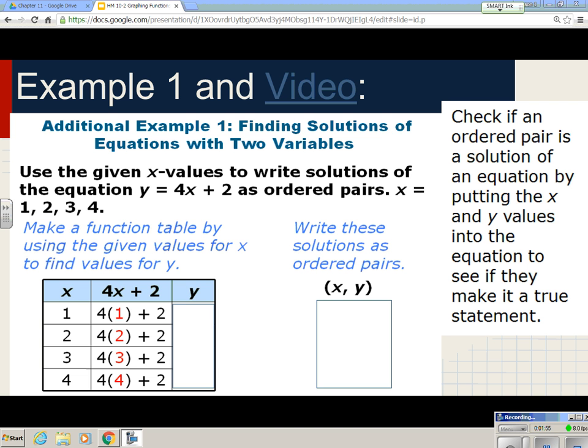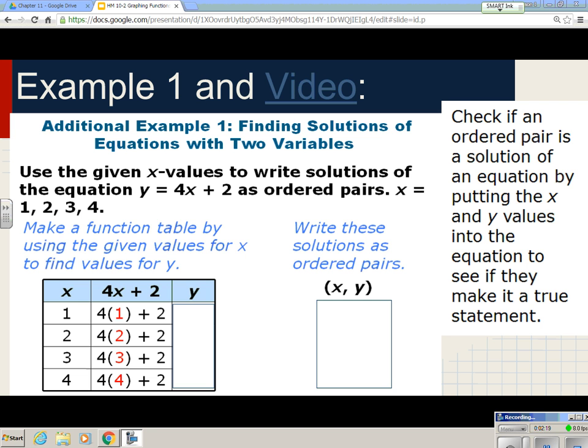So all we have to do for all the x's is plug in 1, 2, 3, and 4, and we'll see what we get. The first thing that you should do is make a function table by using the given values of x in their own column, the equation in the second column, and the third column is y, and that's where you're going to put down your answers.